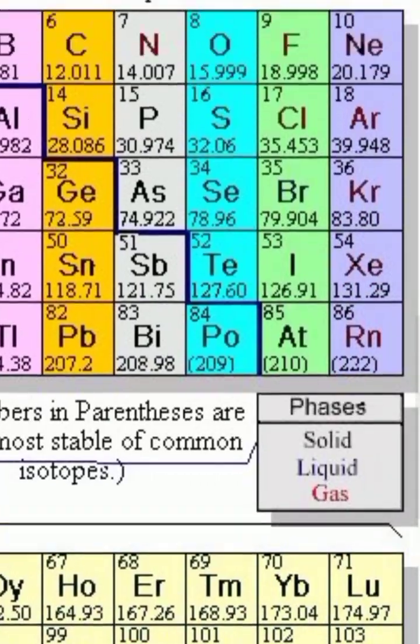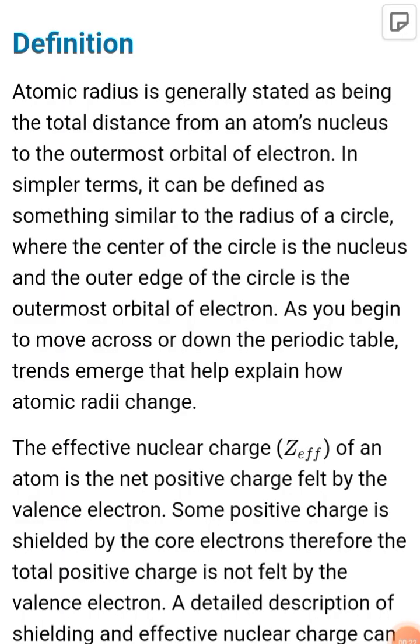So let's look at some trends in the periodic table. The first trend we are going to look at is the atomic radius. The atomic radius is generally stated as the total distance from an atom's nucleus to the atom's orbital of electrons. A similar technique can be defined as something similar to the radius of a circle, where the center of the circle is the nucleus and the outer edge of the circle is the atomic orbital of electrons.